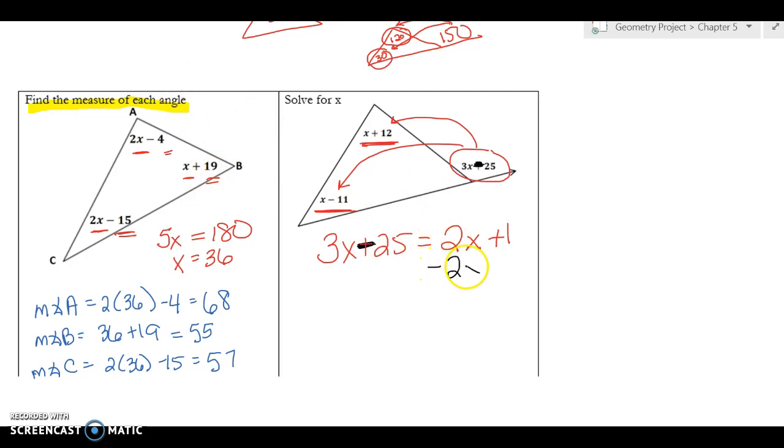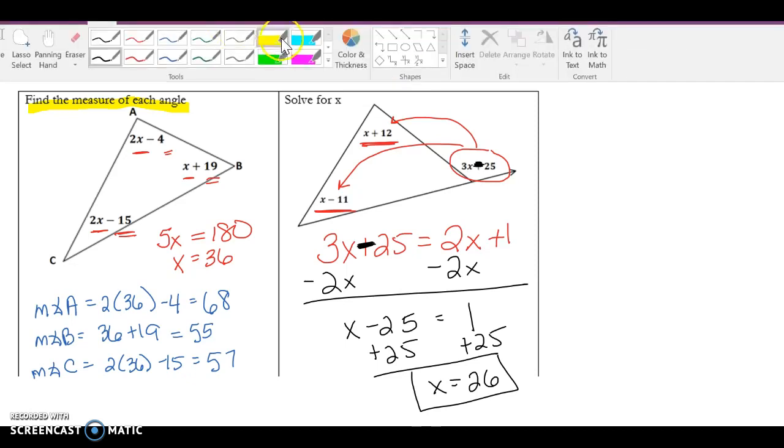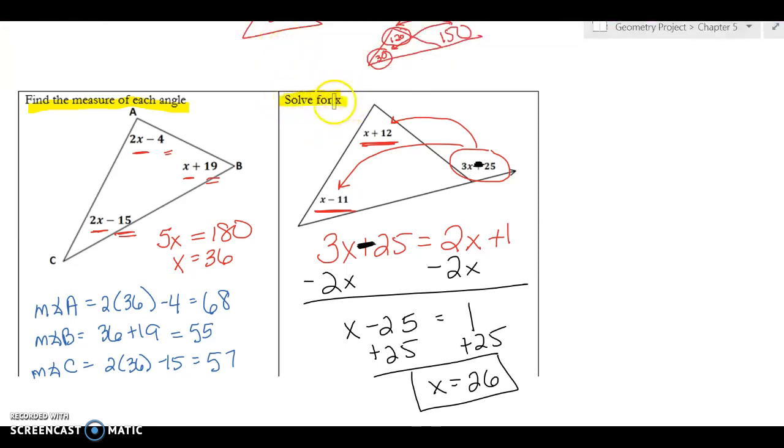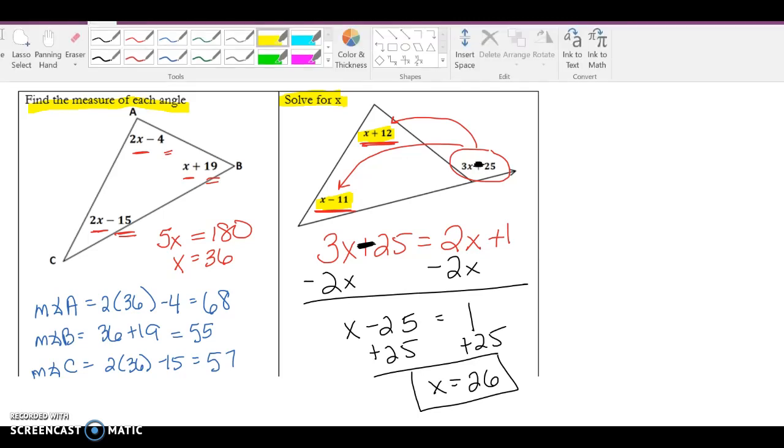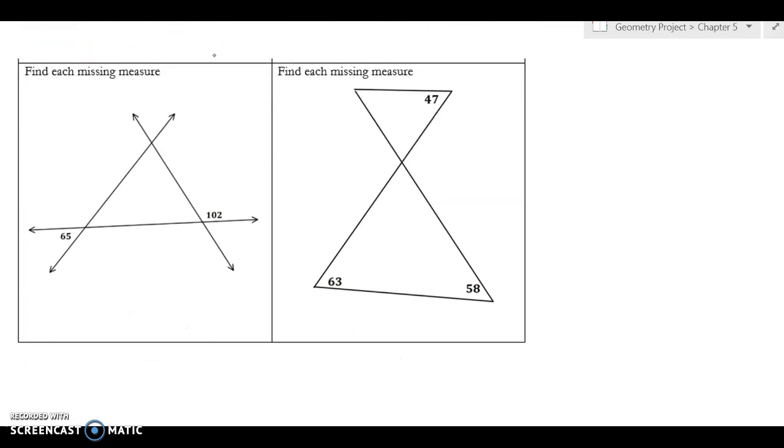And so now I'm going to minus 2x on both sides. And so I get x minus 25 is equal to 1. And then I'm going to add 25 on both sides. So I was able to solve for x, and I got 26. And then I go back just to read it, and this problem does say just solve for x, so we're done. So again, when you have an exterior angle, it equals the two angles that are far away from it, those two remote interior angles. All right, let's go to the next problem.